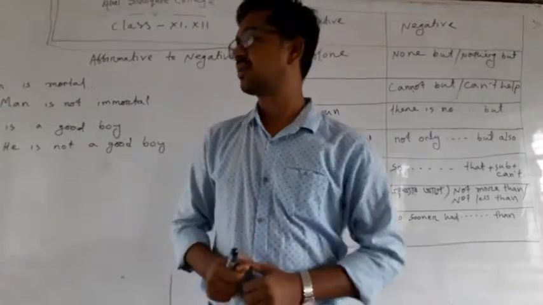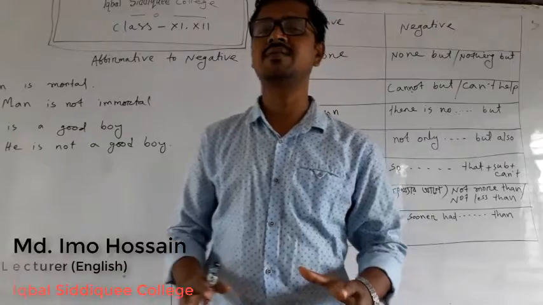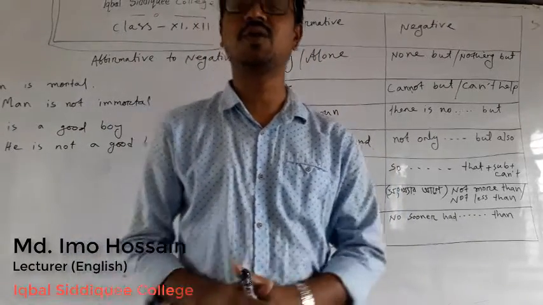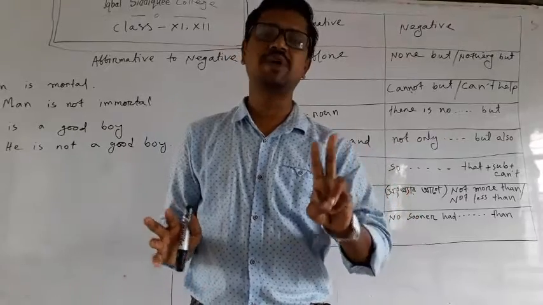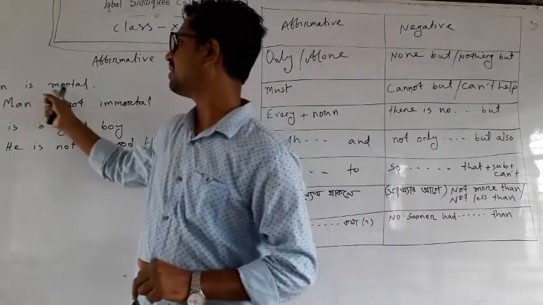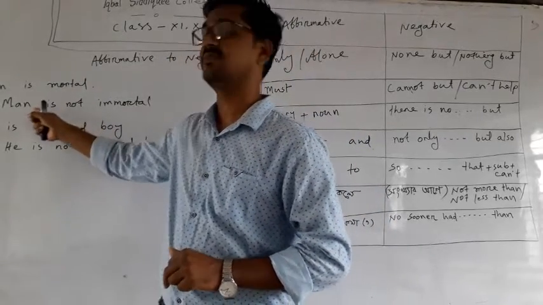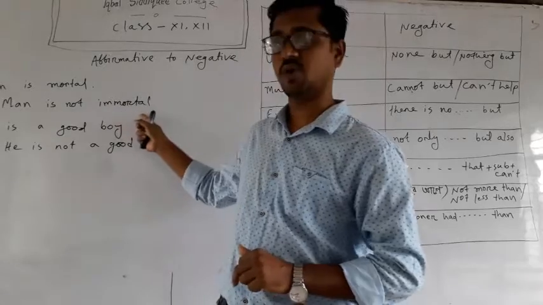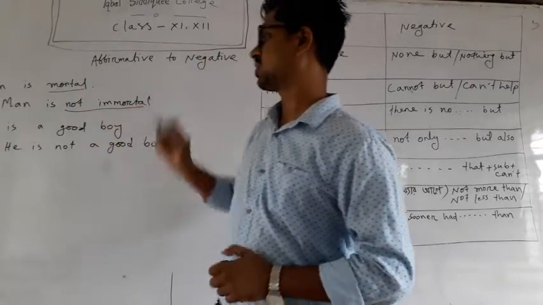Man is mortal. Man is not immortal. He is a good boy. He is not a good boy. Students, look, we have two pairs of sentences here. In the first pair, we see "man is mortal," and when we change it into negative, it becomes "man is not immortal." Look: mortal, not immortal.